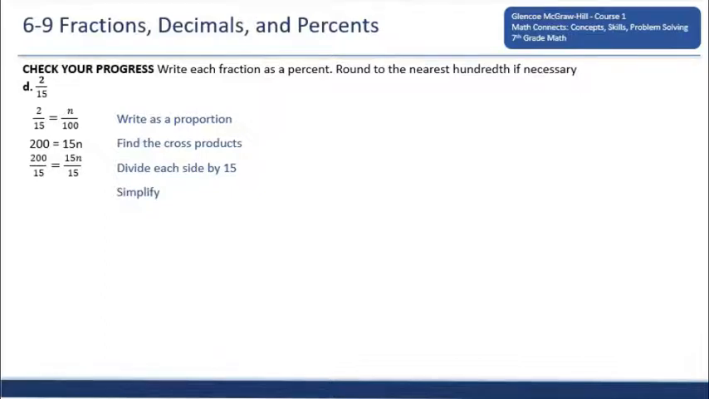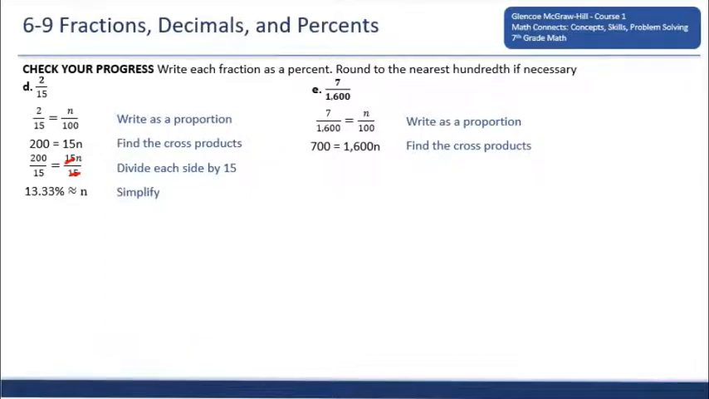And we'll simplify. We'll get rid of the 15s just as a visual. And then you can use a calculator. So 13.33% is about n. E, 7 over 1600. Write as a proportion. 7 over 1600 equals n over 100. Find the cross products. 700 equals 16n.